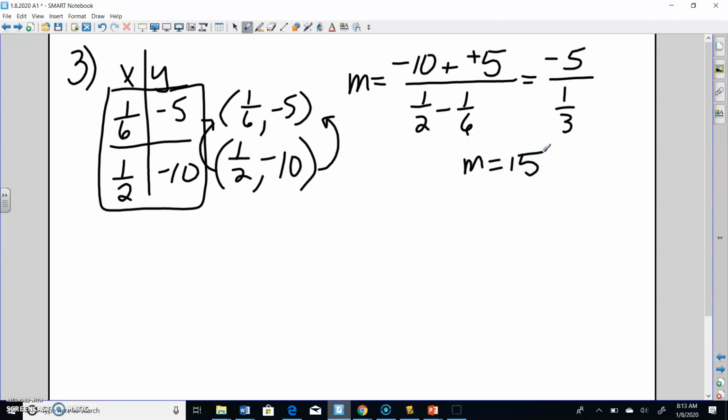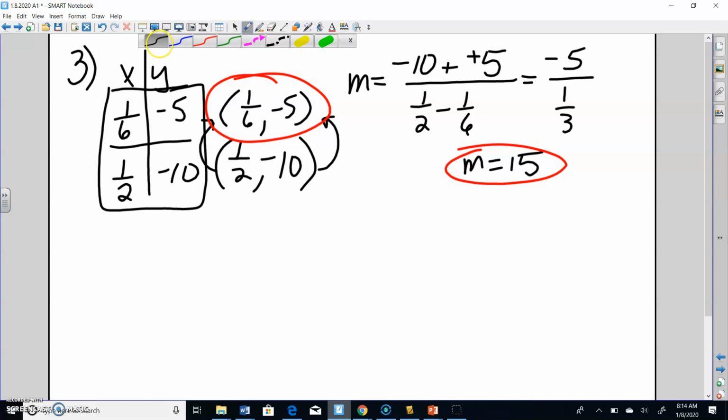And now you just pick one of the 2 points. I'm going to just use the first point. And then here's my slope, and I can write point slope form.